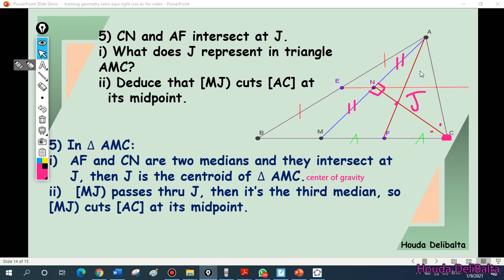In part 2, we have to deduce that MJ, if we draw the line MJ, cuts AC at its midpoint. Let's justify why. Because MJ passes through J, which is the centroid, then it is the third median. So CN is the first and AF is the second, never mind. While MJ, which passes through J, is definitely the third median because it passes through the centroid, and by definition of the median it continues and cuts the side facing the point M at its midpoint, and that's why MJ cuts AC at its midpoint.